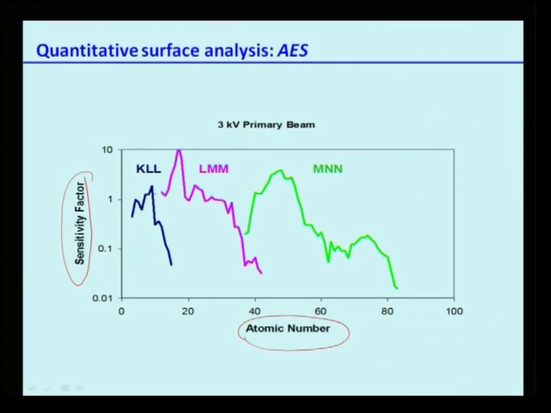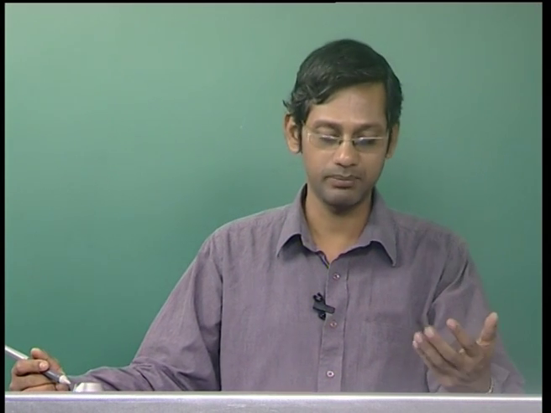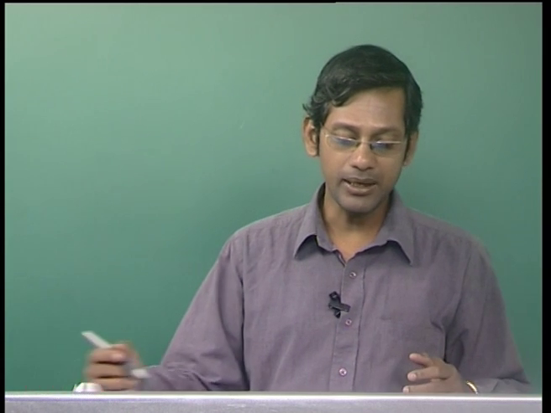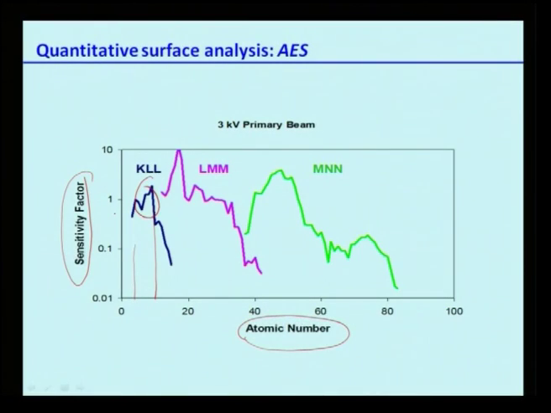For the KLL transition, the sensitivity factor is much lower, and it is close to 1 for most of the elements you studied. This is very important because KLL transitions are normally seen for all the elements with atomic number less than 16, which are lower than sulfur. And so the sensitivity factor is low. That means the quantification of these elements by AES is much less precise.